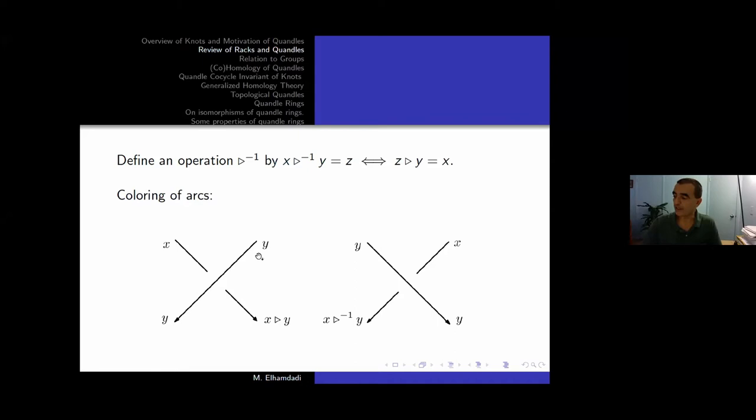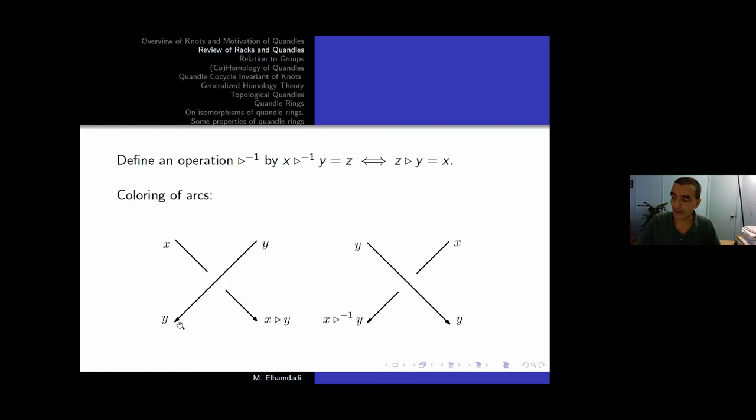And the rule is this. If you look at the diagram on the left, it is what we call a positive crossing. Positive crossing means if I put my thumb on the over arc, this finger points in the same direction as the other one, that's a positive crossing. And the mirror image, if you just imagine you have a mirror in between, will give you the other one. Then the under arc, the incoming under arc is X, the outgoing is X triangle Y. Notice that we did not change the color of the over arc.